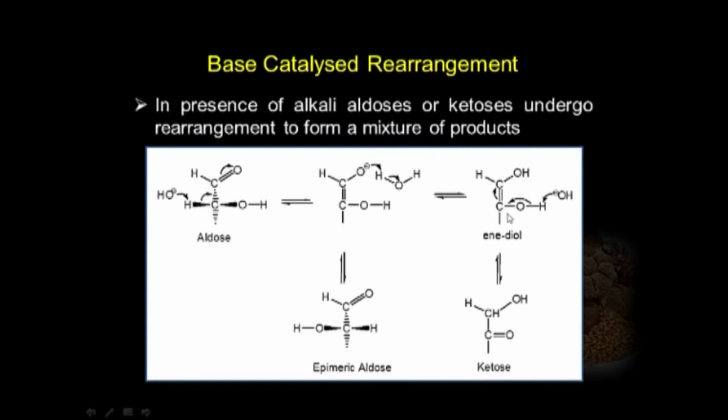If this enediol structure now loses H from here to the base, this pair of electrons shifts here and this pair of electrons goes to carbon, which captures H, and we get the ketose structure.